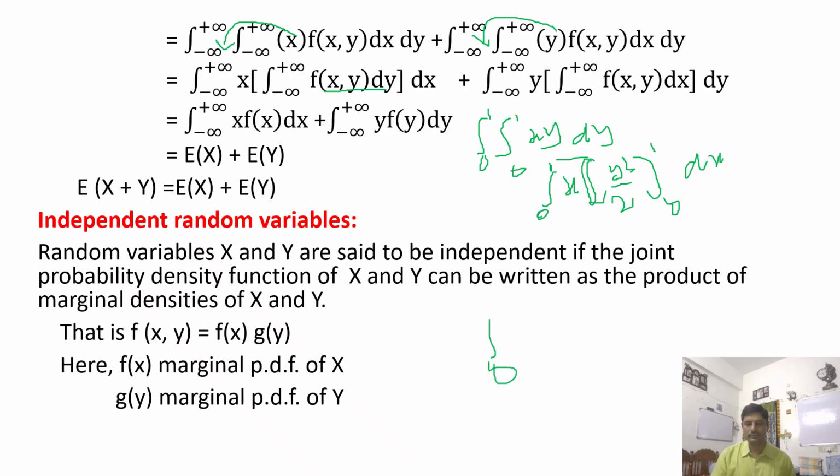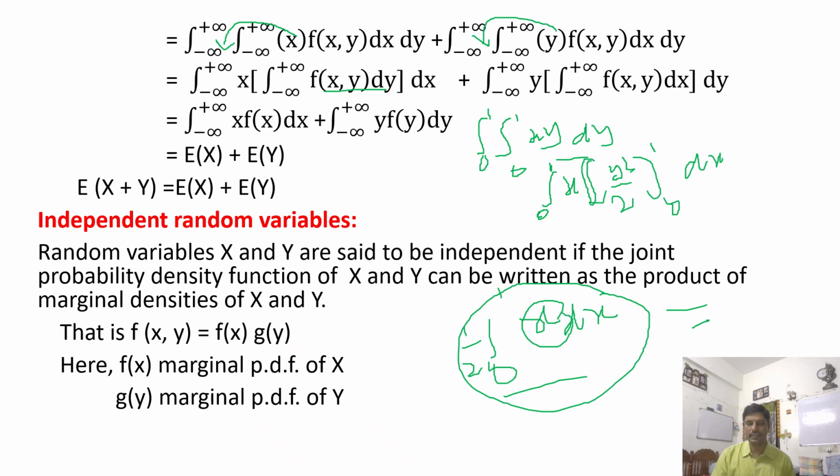That means I get the integral from 0 to 1 of x into 1 by 2. I am taking 1 by 2 out, into dx. That means the total function changes in terms of only the x variable. So you can call it f of x, right? This function involves only x, so we can take it as x.